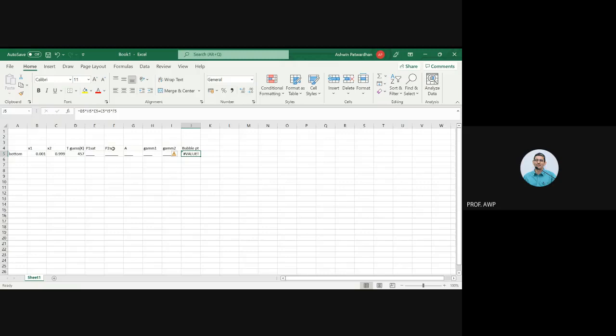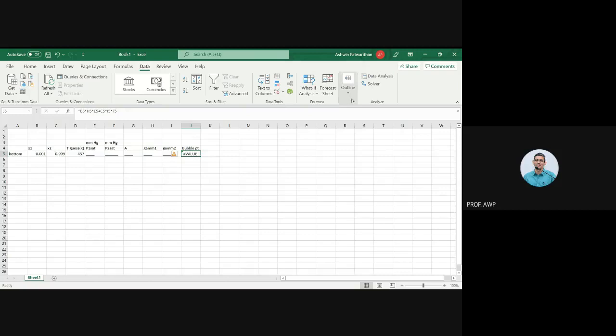If your pressures are in mmHg, x1 gamma 1 P1 sat plus x2 gamma 2 P2 sat has to be equal to 760. Yes, sir. So all you do is go to Data, What-If Analysis, Goal Seek. So you say this cell equal to value 760 by varying this particular cell.